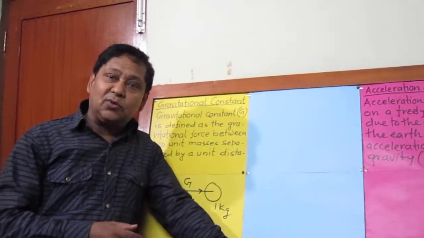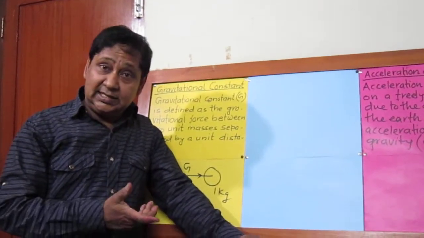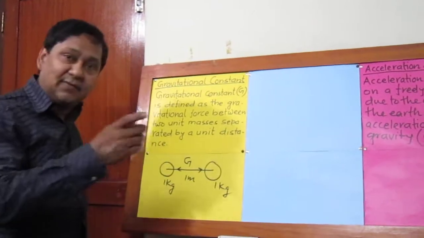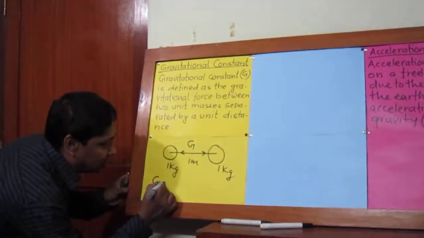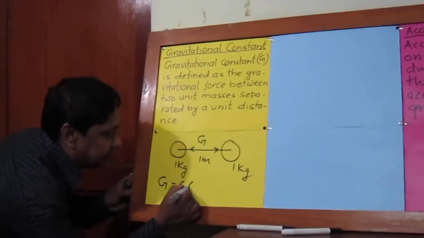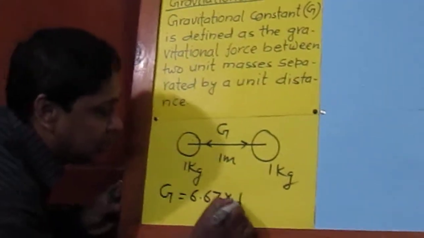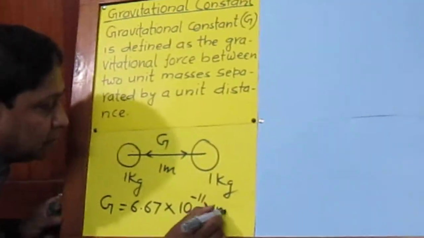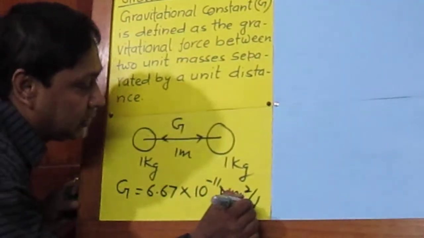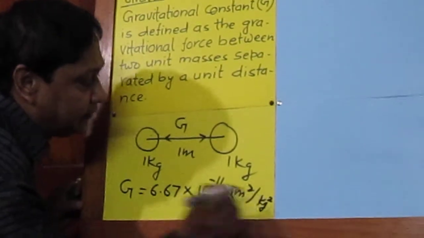Do you know the value of capital Z? Now I want to mention the value of capital Z here. Capital Z's value is 6.67 into 10 to the power minus 11 Newton meter square by kg square.